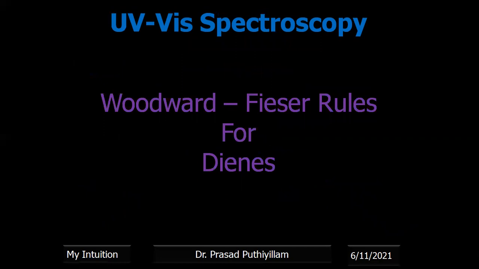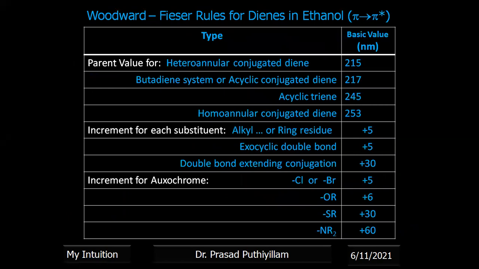Now, the Woodward-Fieser rule for dienes. The Woodward-Fieser rule for alpha beta unsaturated carbonyl compounds, and for benzene and its derivatives, we will discuss in coming videos. Some values have been proposed as such. This one we need to understand, or memorize, or have some techniques to remember. Anyhow, I have written them in increasing order, till here, and after auxochrome also in increasing order.